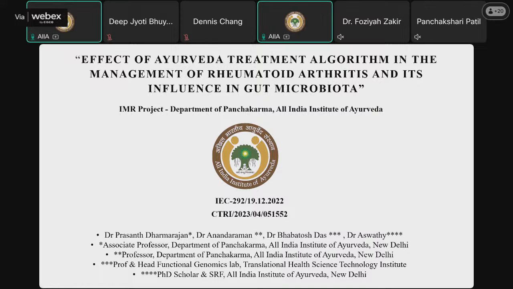So considering these variables, we took this research project as an intramural project supported by All India Institute of Ayurveda under the leadership of Professor Anant Raman, who is the head of the Department of Panchakarma, and also with the help of Dr. Babutosh Das, who was the microbiome expert from the Translational Health Science and Technology Institute in Delhi. And it was completely done by the PhD scholar who was the senior research fellow, whose work I'm going to explain, Dr. Ashwati.